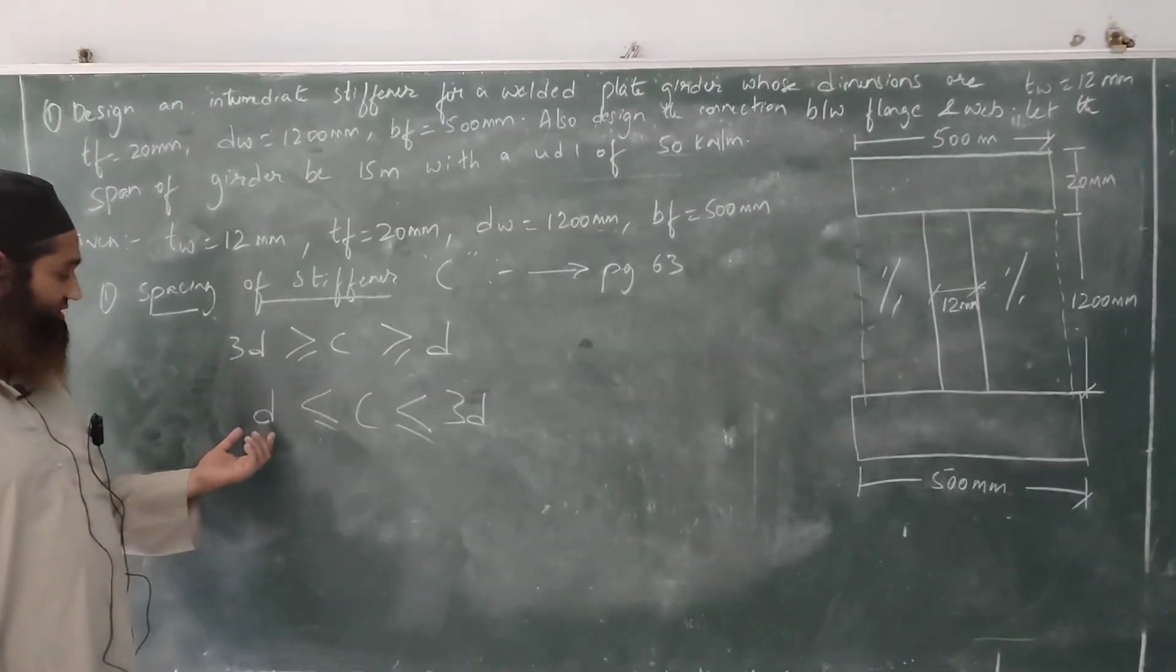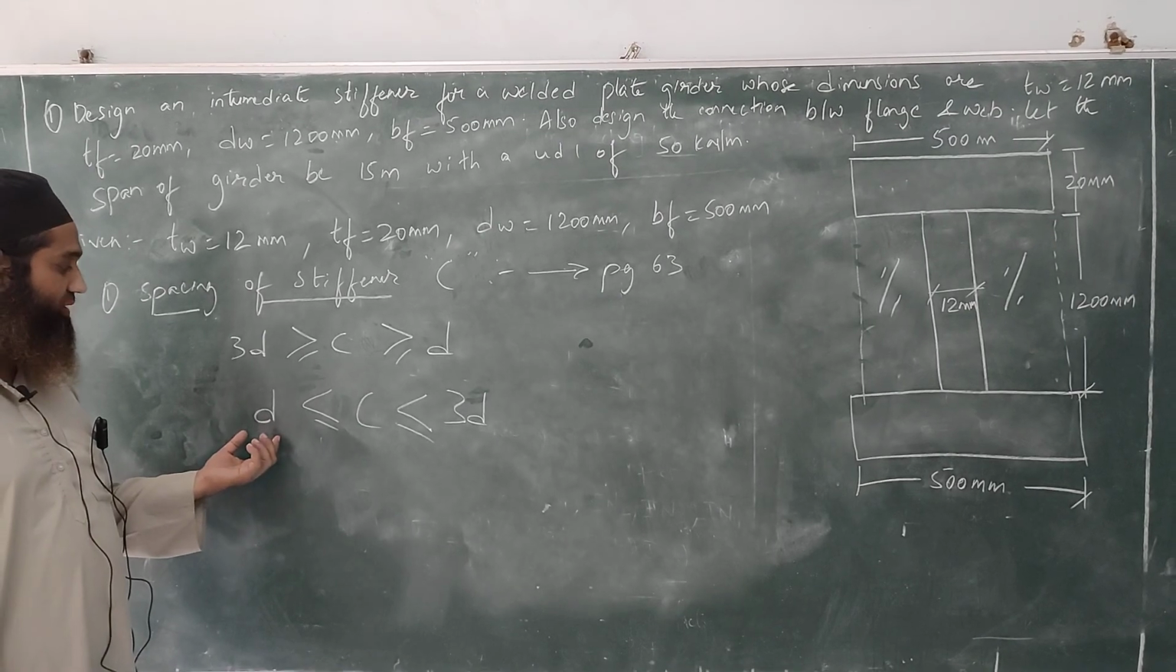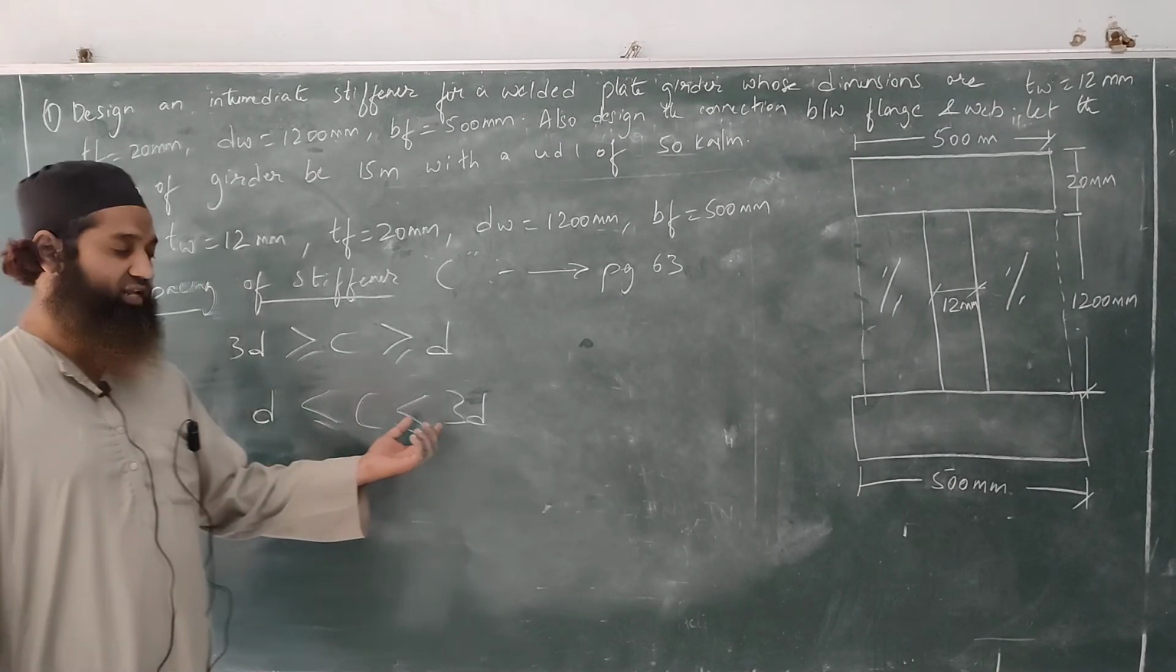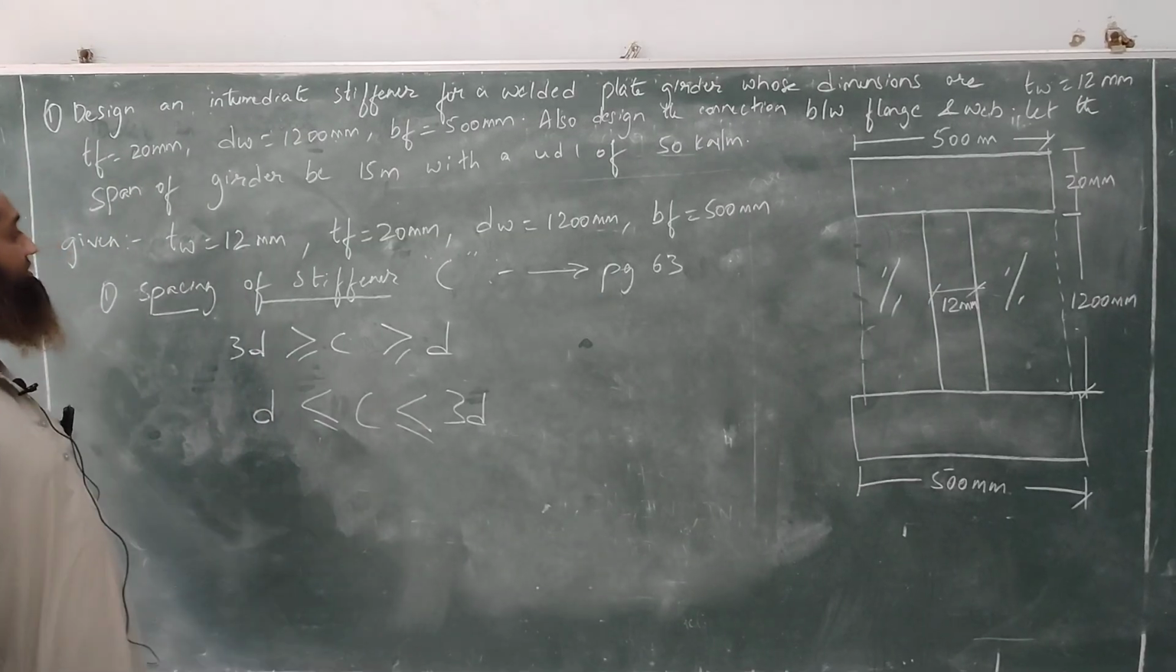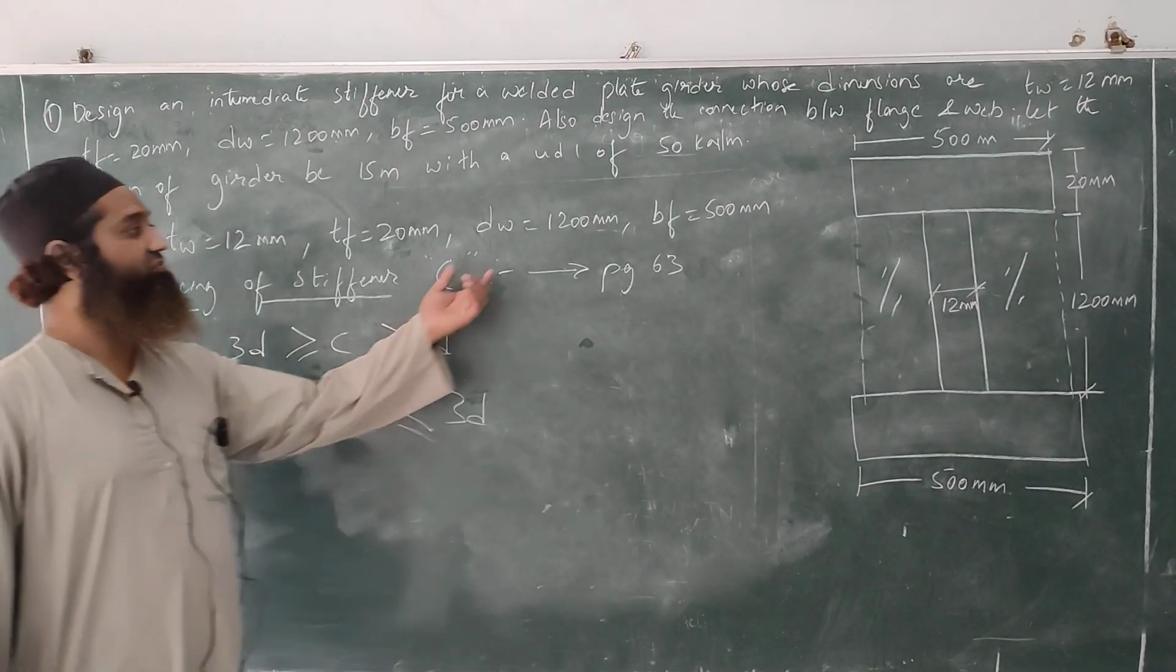So basically I am just writing it here as D should be less than C and C should be less than 3 times of D. So what does this D mean? D here means the depth of the web. So depth of the web is 1200.